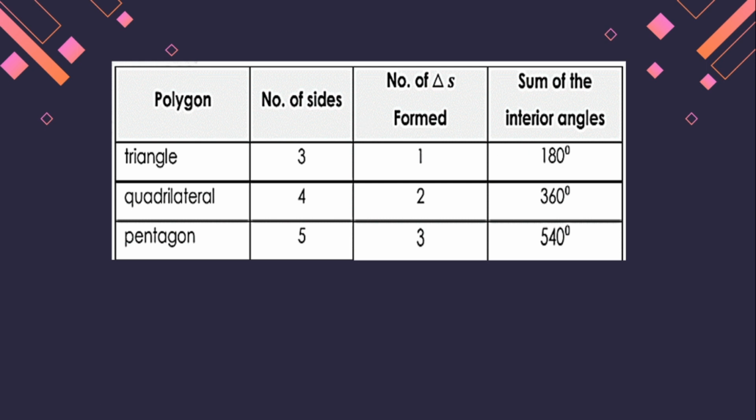Tingnan nyo ha. Itong 3-sided polygon natin, yung triangle, 3 minus 2. So, we have 1 triangle formed. And then 4 minus 2, we have 2 triangles na na-formed. Now, we have 5 minus 2 is equal to 3 triangles formed. So, ibig sabihin pala, para malaman natin kung ilan yung number of triangles na ma-form, we can just subtract 2 from the number of sides.